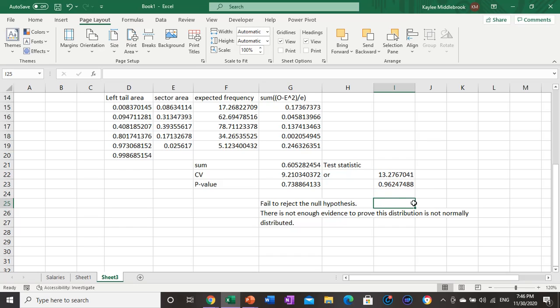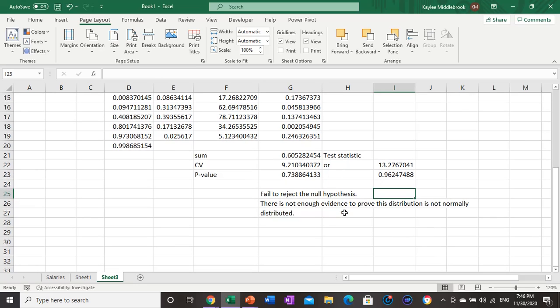There you go. So our conclusion is that we fail to reject the null hypothesis. There's not enough evidence to prove that this distribution is not normally distributed.